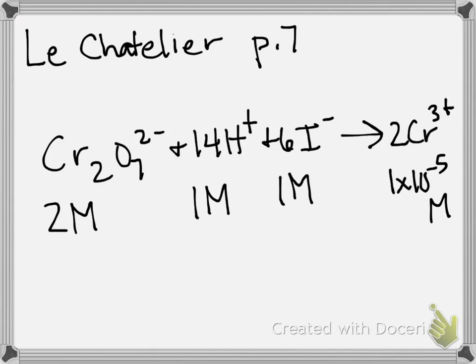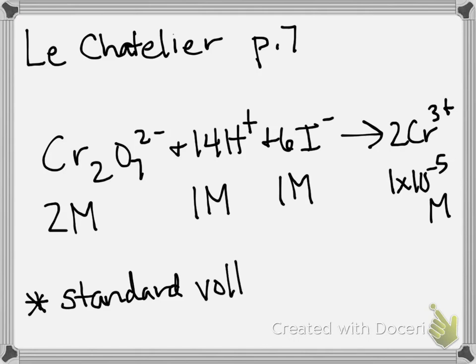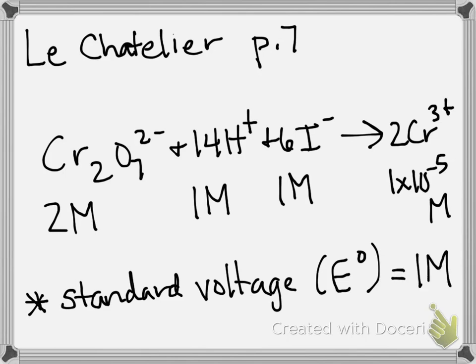What you have to know is that standard voltage, which is represented as E with a naught, a degree sign, is where everything is 1 molar. And then you'll be asked questions about if things aren't 1 molar, how does it change from standard voltage?